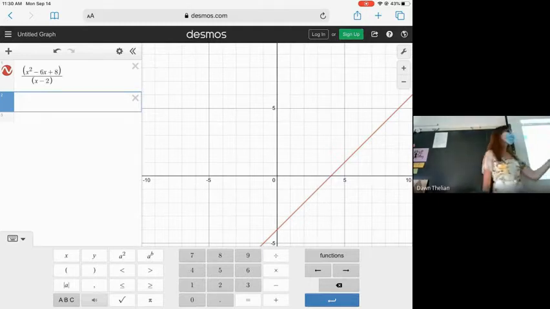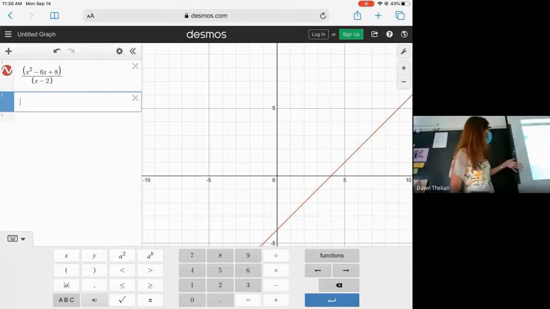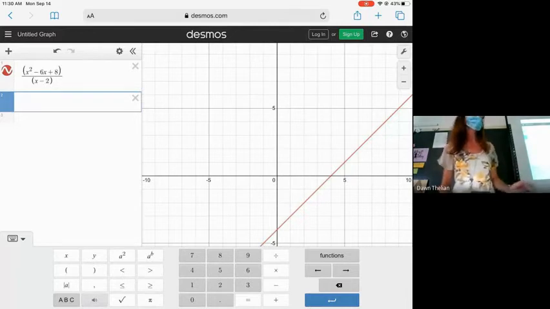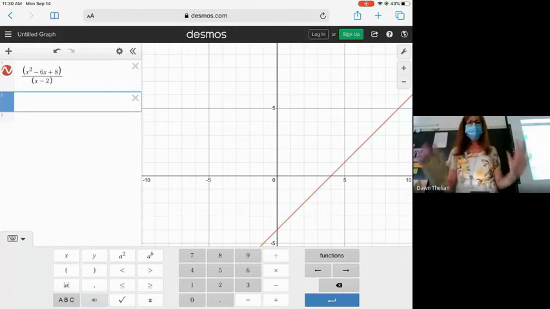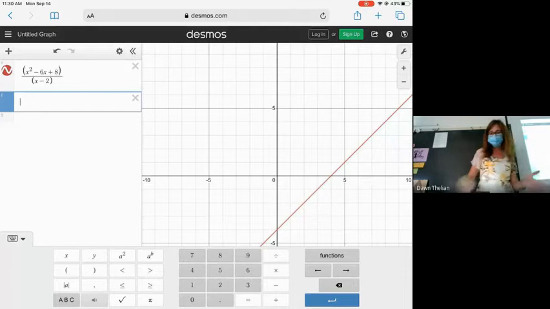If we had your graphing calculators out, I'd bring up a table of values. I'm not going to mess around with the Desmos table of values just because I feel like I'm going to wind up sucking up too much time instead of making my point. But we know that you cannot have 0 in the denominator.